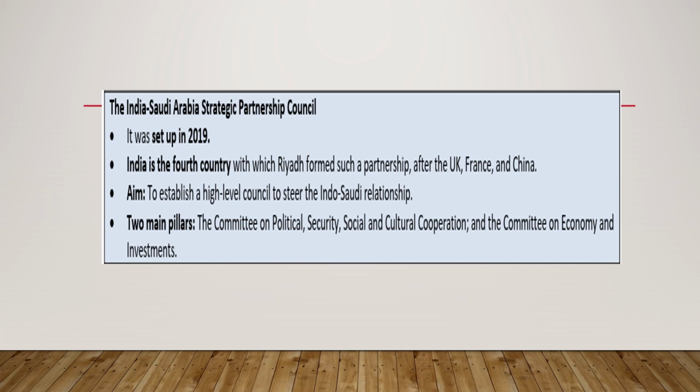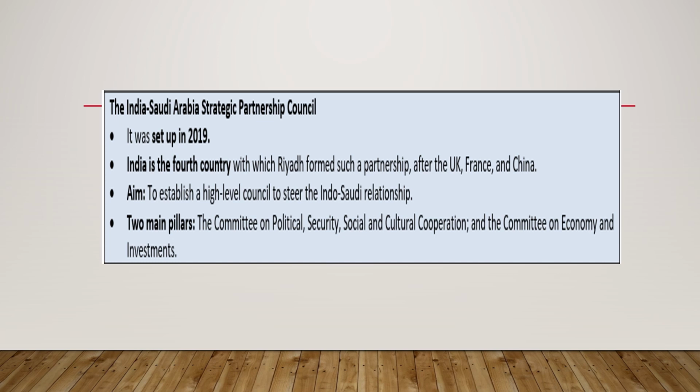About the India-Saudi Arabia Strategic Partnership Council, we should know that it was set up in 2019, and India is the fourth country with which Riyadh formed such a partnership after the UK, France, and China. So from here we can understand that Saudi Arabia already has such partnerships with other countries, which are the UK, France, and China, and India is the fourth country.